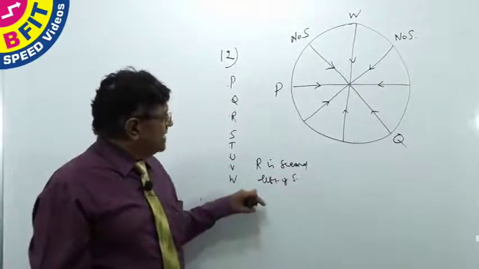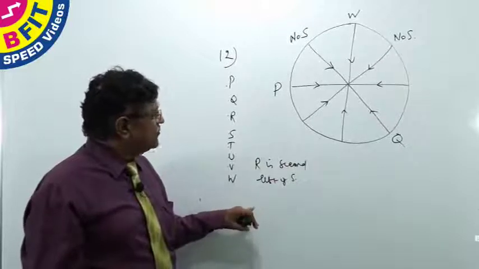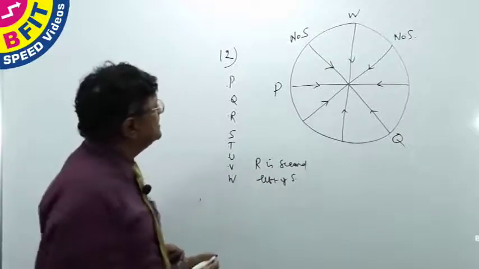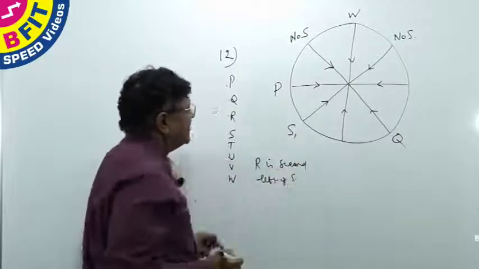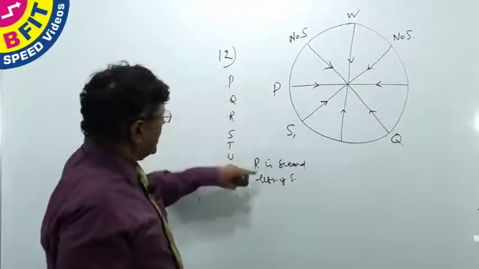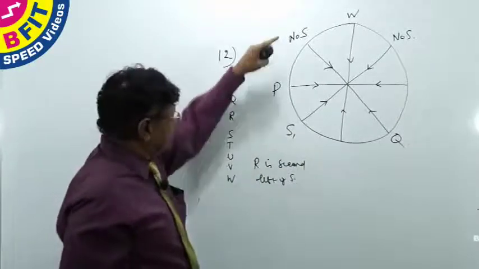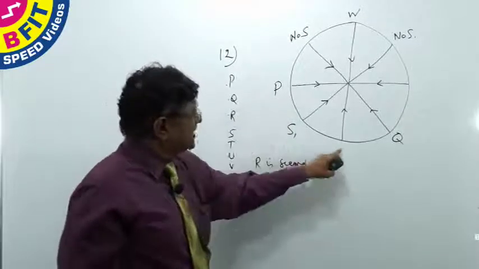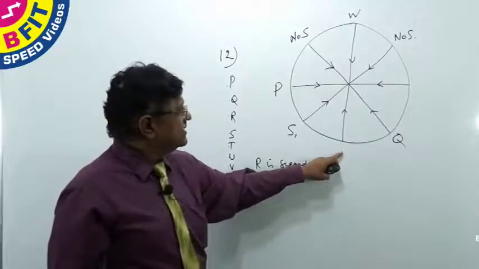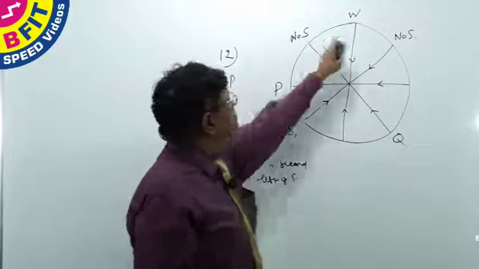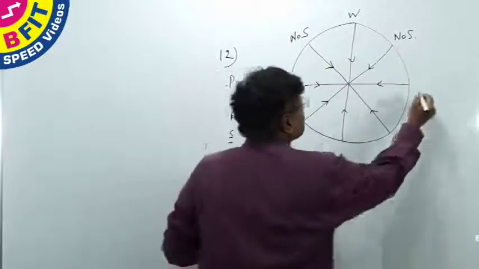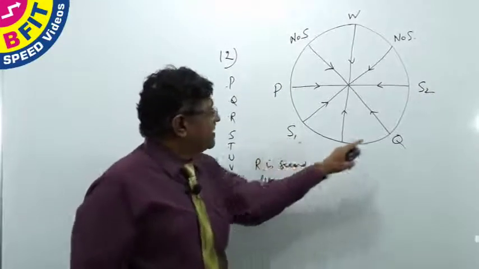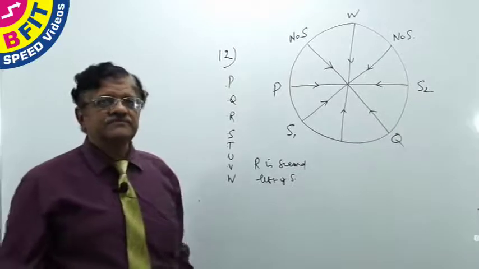Now we will go to this clue. R is second left of S. Now what are the possible positions of S? S1 can come here. If S1 is here, then R is second left. Therefore R can come here. Can we put S here? No, because second left, P has already occupied. Therefore S cannot sit in this seat. Q is already occupied. These two seats, no S. Therefore another possibility is S2. So S can sit either here or here. There is no other position.